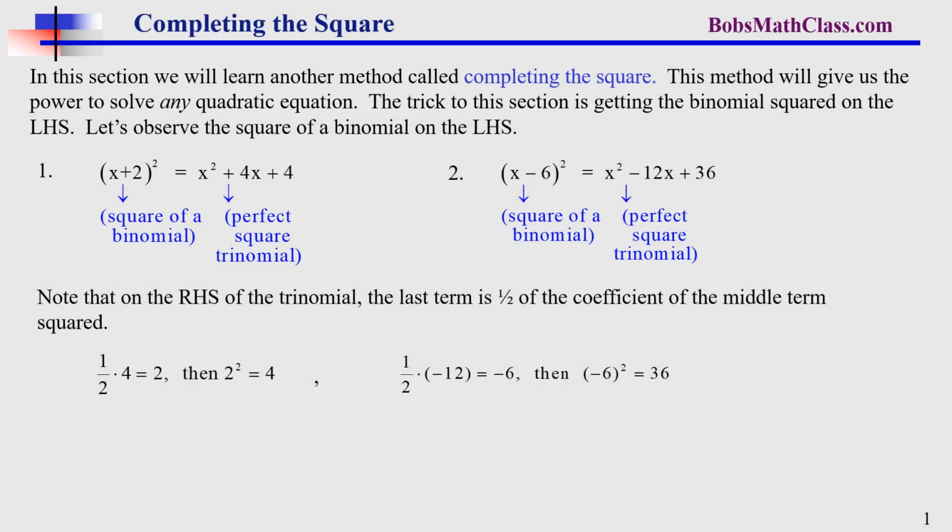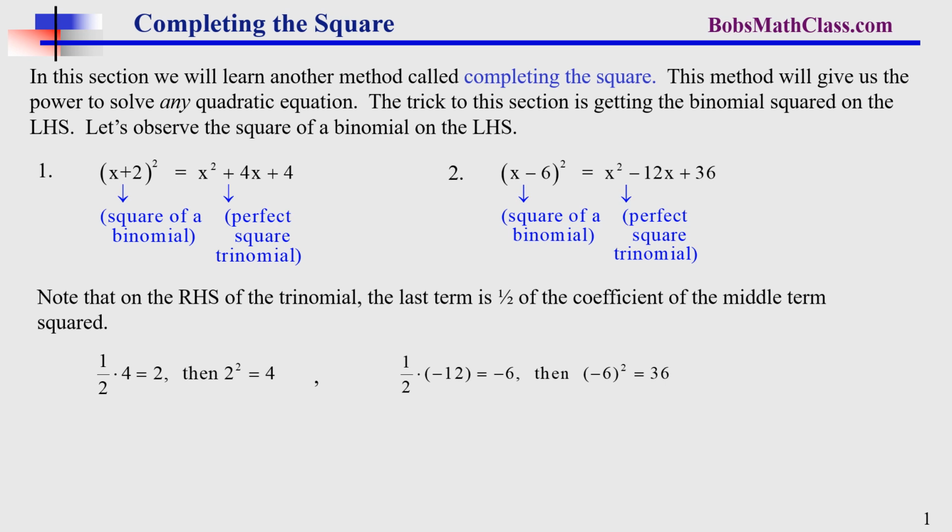All right, let's get started with completing the square. So this is another method for solving quadratic equations. It's called completing the square. The trick is getting the binomial squared on the left-hand side. That probably doesn't mean anything yet, but we'll figure it out.